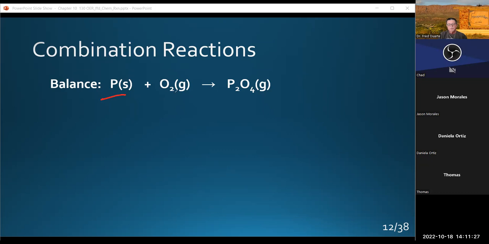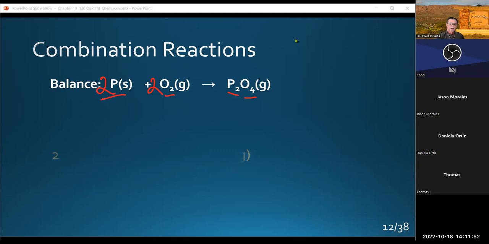Okay, so if I put a 2, we got 2 oxygens on the left, 4 on the right, so I can do a simple 2 in front of O2, right? And that gives me 4 oxygens. But I still got 2 phosphorus. So what if I put a 2 in front of phosphorus? And sure enough, everything's balanced there.